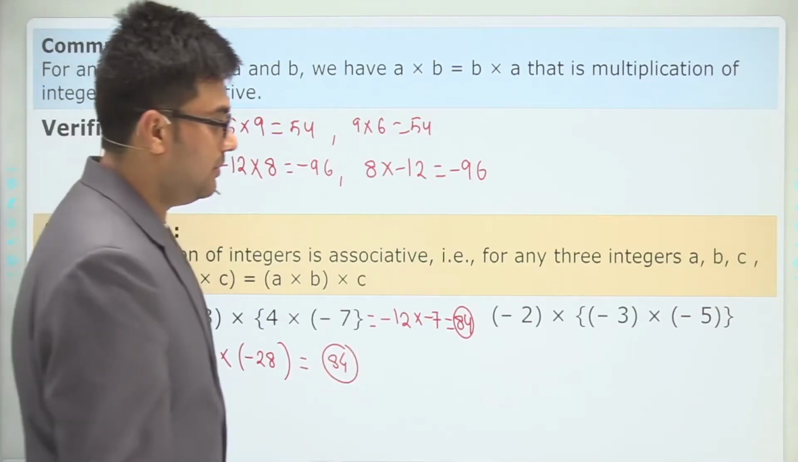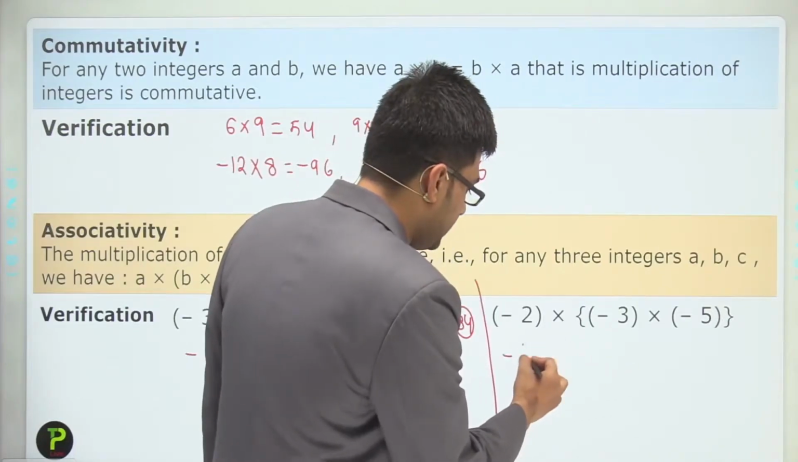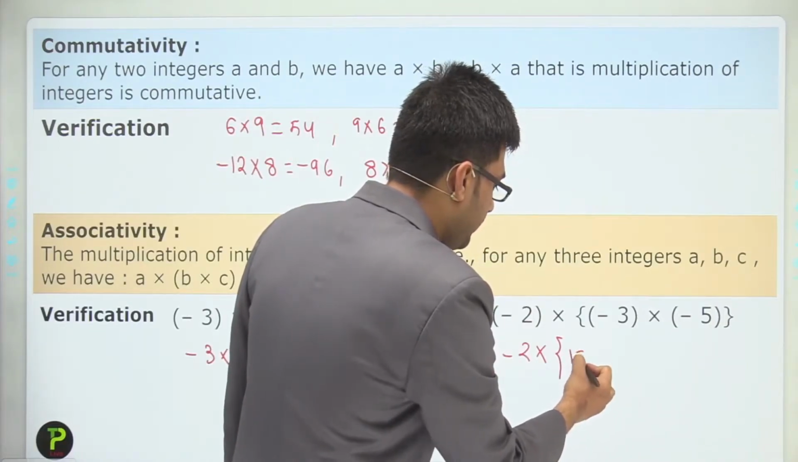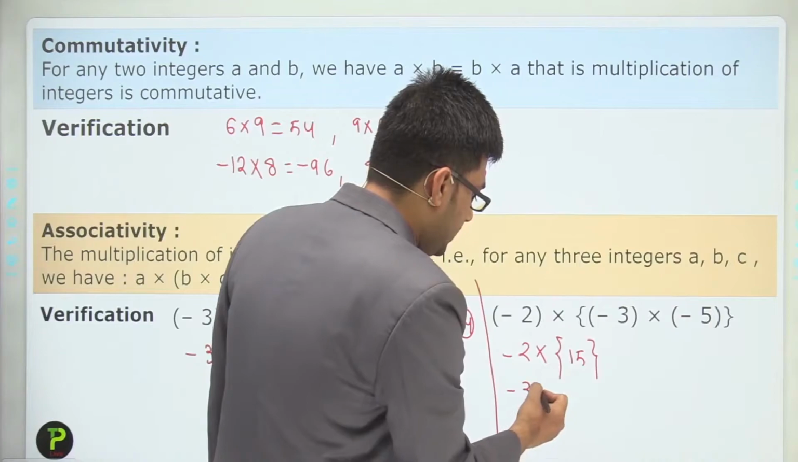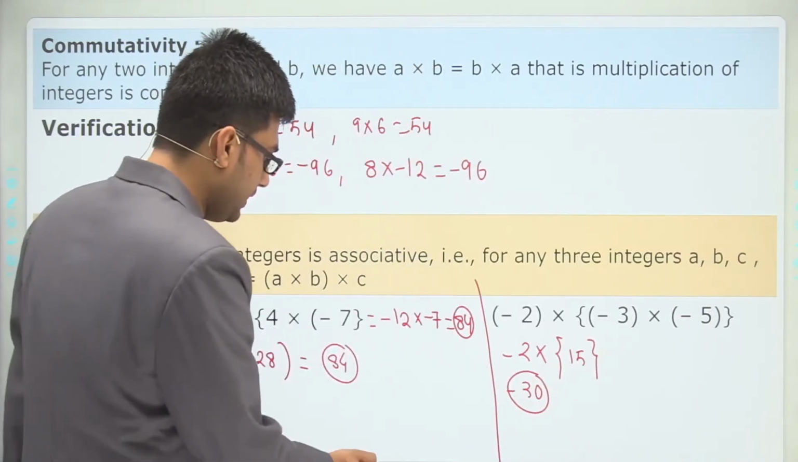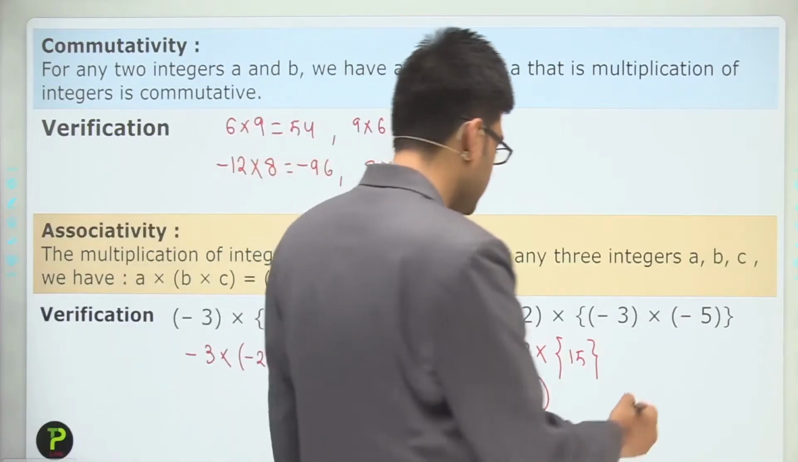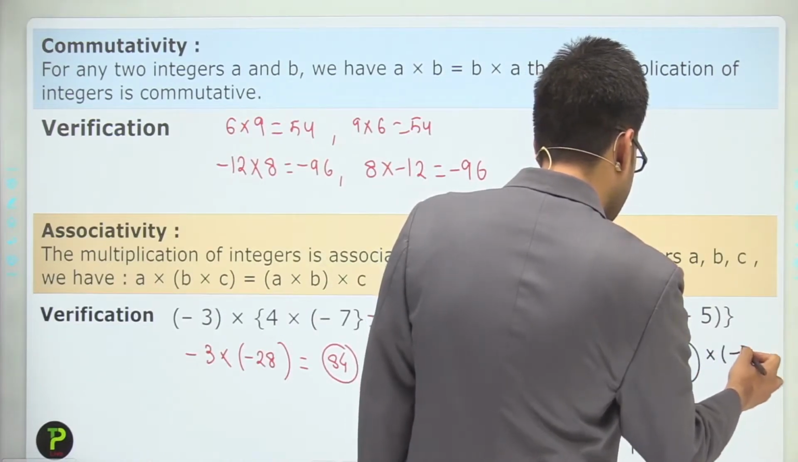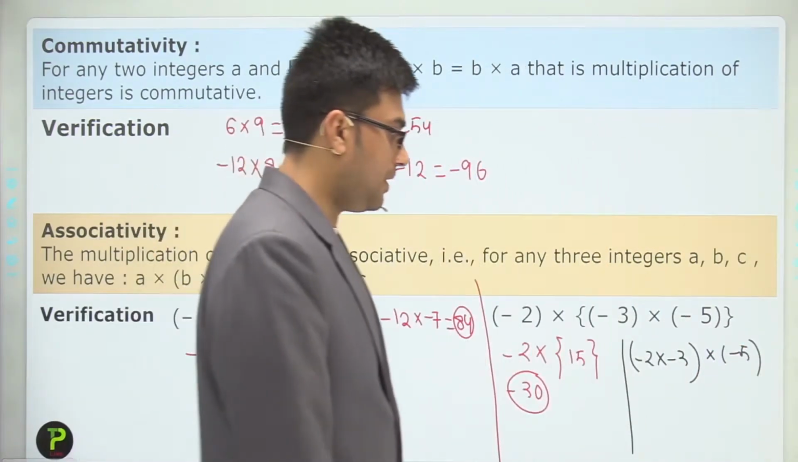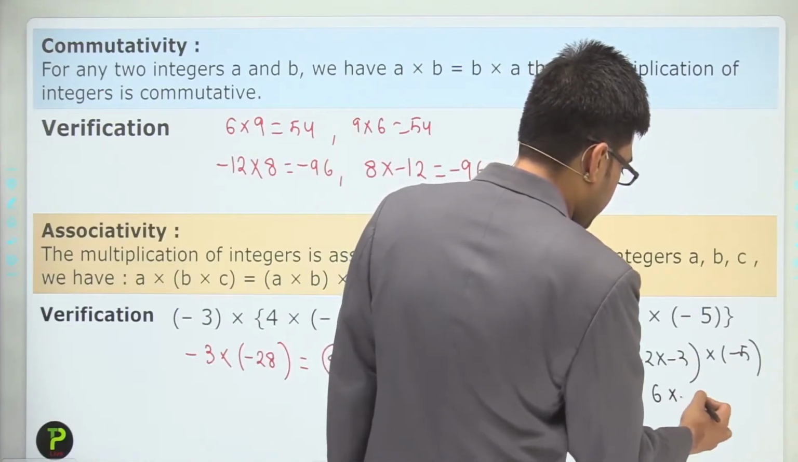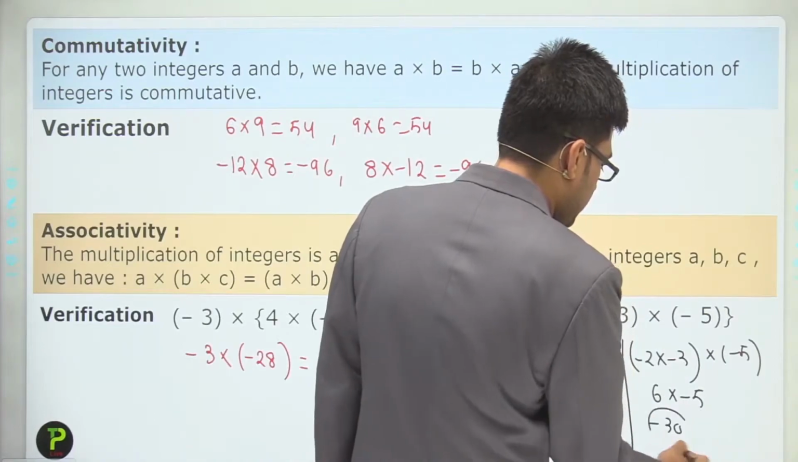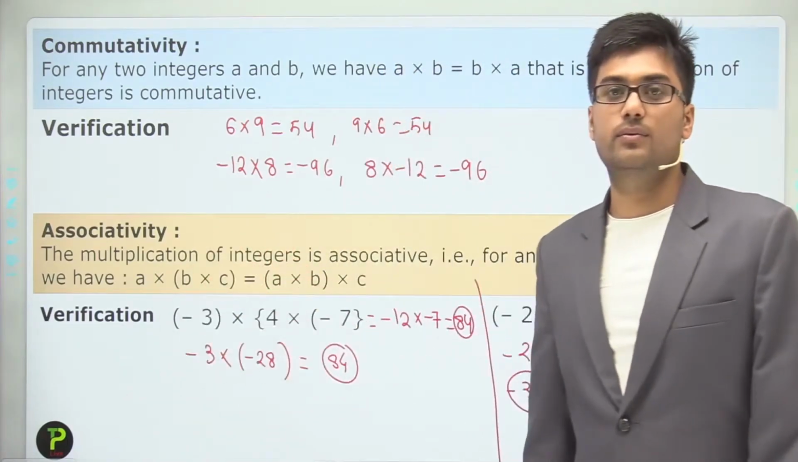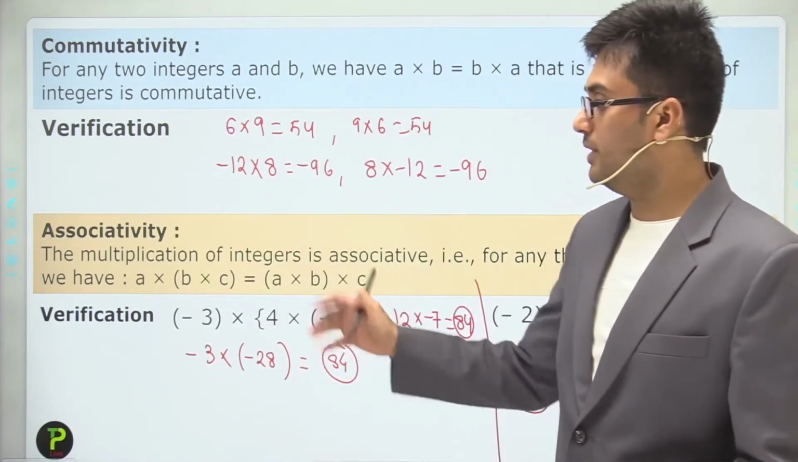Clear? Similarly, minus 2 multiplied by minus 3 is 6, and 6 multiplied by minus 5 is minus 30. We can also write it as minus 2 multiplied by (minus 3 multiplied by minus 5). Minus 3 multiplied by minus 5 is 15, so minus 2 multiplied by 15 is again minus 30. So the product of integers is associative. Clear?